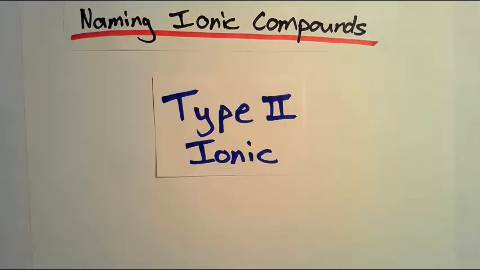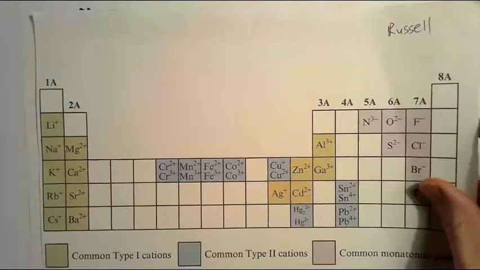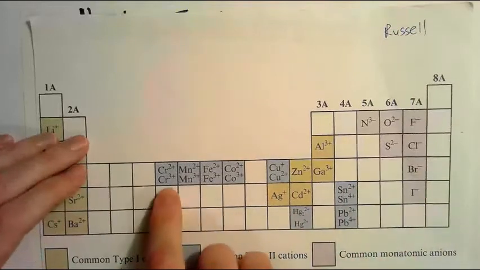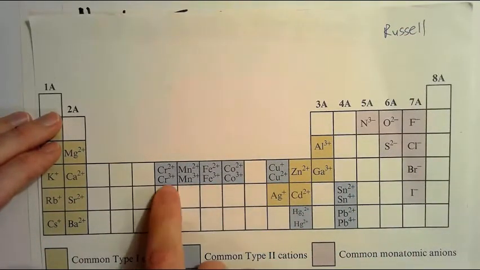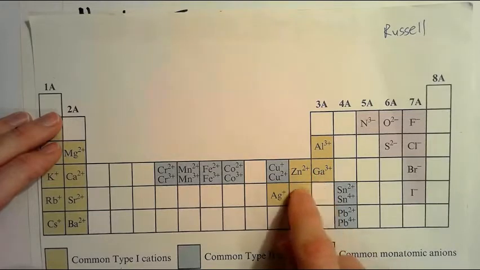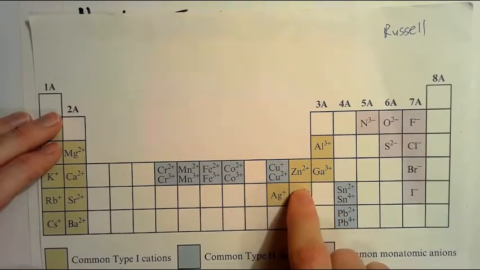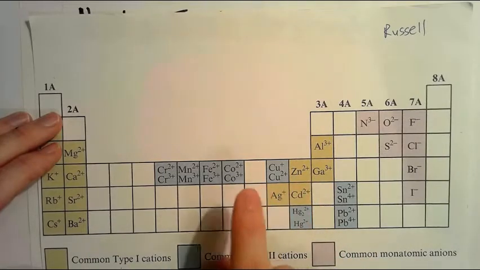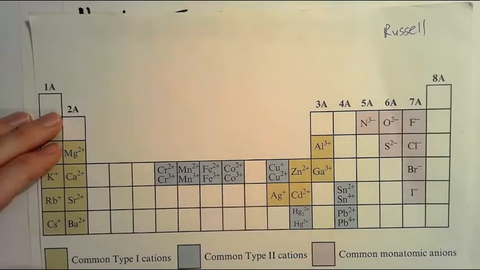When I run into these type 2 ionic compounds, I'm looking for mostly the transition metals. Those are the ones that are highlighted in blue here. They have more than one oxidation state. Some transition metals do have only one oxidation state, and that's why this reference sheet is great to keep in mind which oxidation states are available.